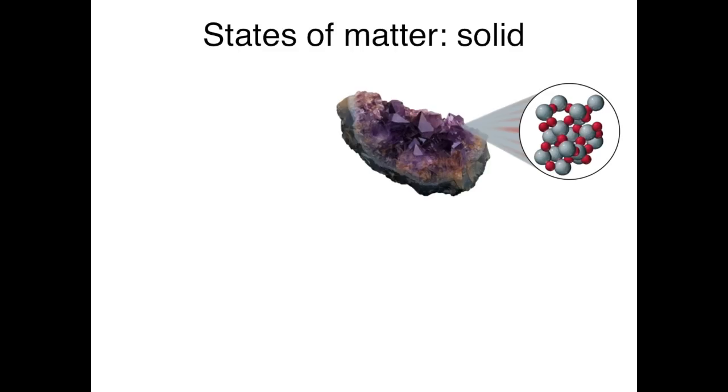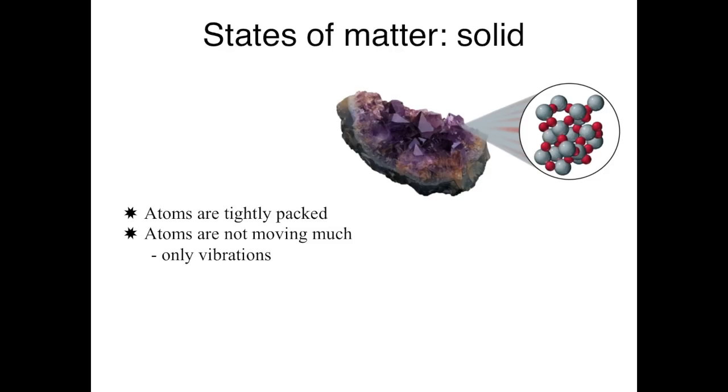And a prime example here is a piece of rock. Looking at a piece of rock, you may not know this, but the atoms are very tightly packed together. In a solid, the atoms are very packed together. They have high attraction to each other, and because of this high attraction, they are not moving much. Even with a lot of energy, the only thing they can do is vibrate.